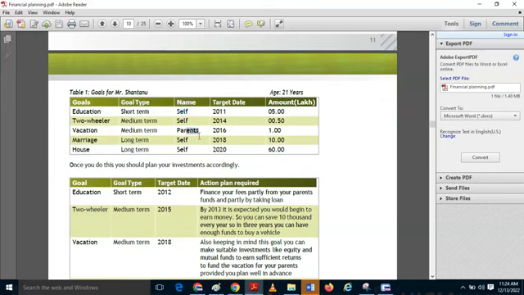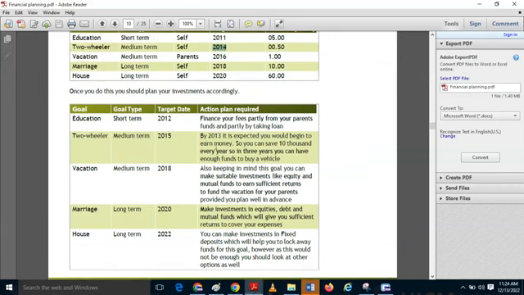And then for whom: self, parents, he will tell. And then he will tell you the target date. What is his target date when he wants to achieve the target? As per that, he can tell that these are my action plan.